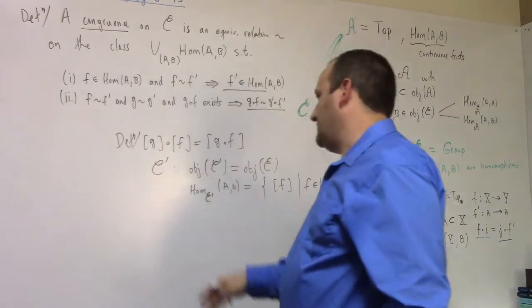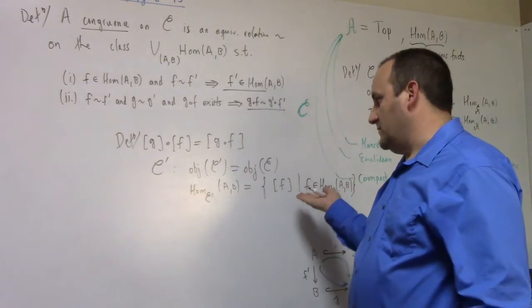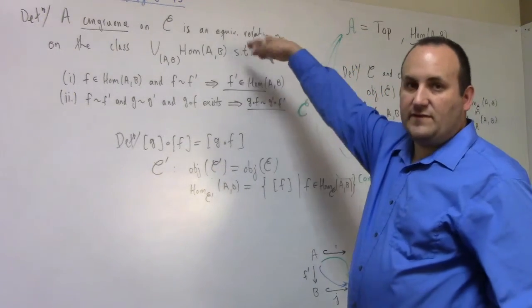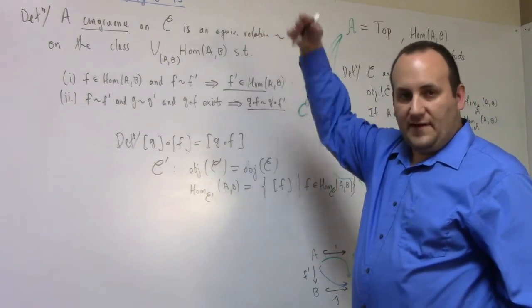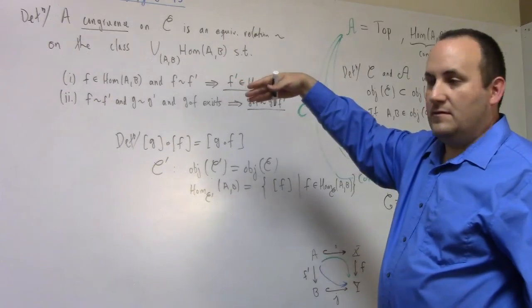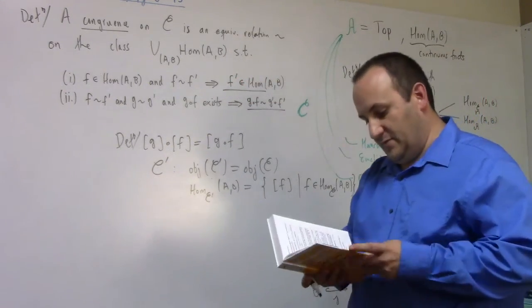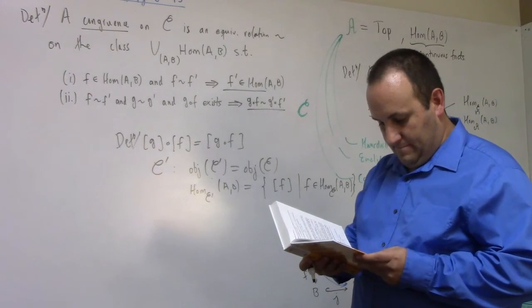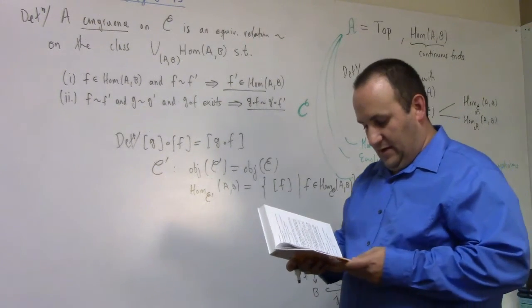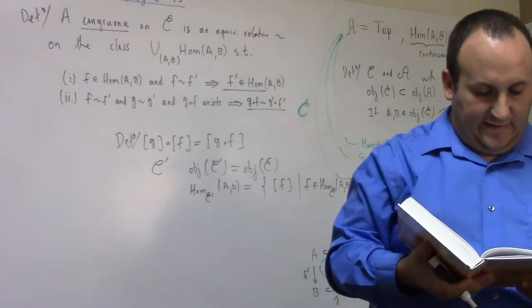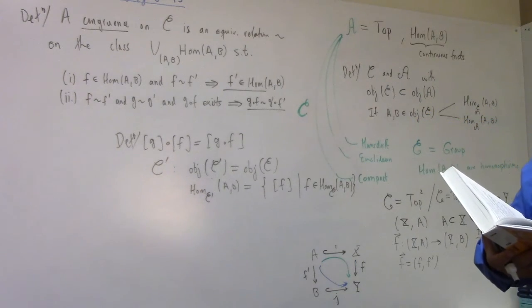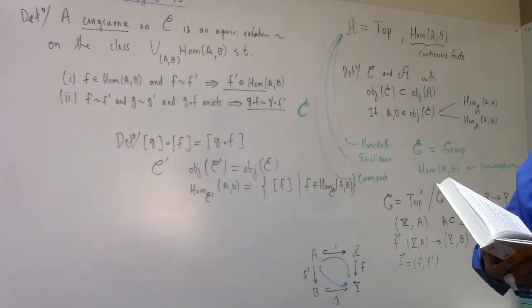So if you define composition like that, and you build this new category, given a congruence on a category, you can define a new category, C prime, according to these rules, and that gives you what's called a what? Quotient category. Yes, indeed, a quotient category. As he says, the most important quotient category for us is the homotopy category described in chapter 1.